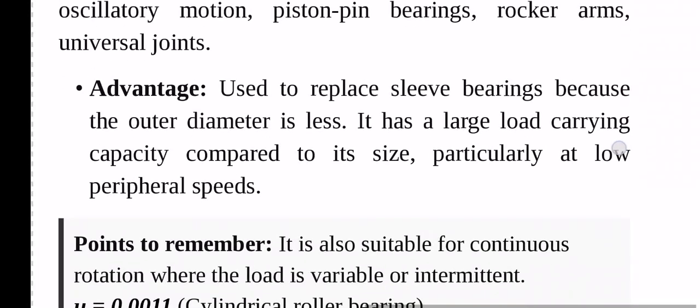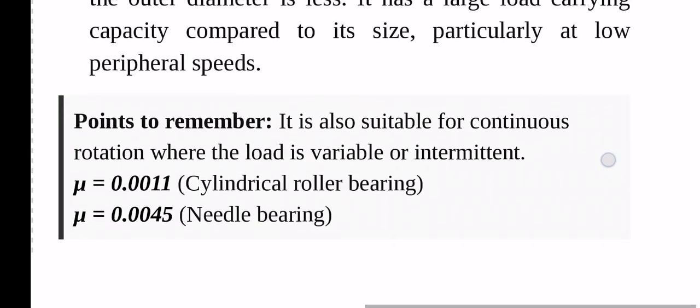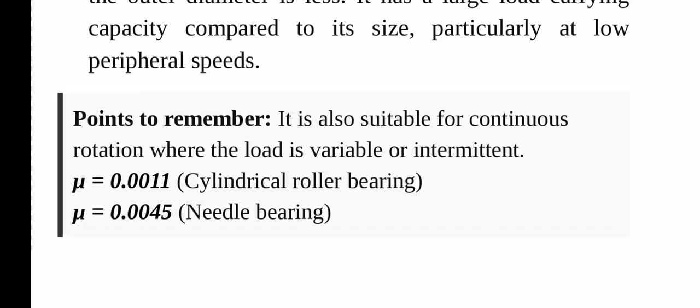Advantage: used to replace sleeve bearing because the outer diameter is less. It has a large load carrying capacity compared to its size, particularly at low peripheral speeds. It is also suitable for continuous rotation where load is variable or intermittent. Coefficient of friction mu is equal to 0.0011 for cylindrical roller bearing, and mu is equal to 0.0045 for needle bearing.